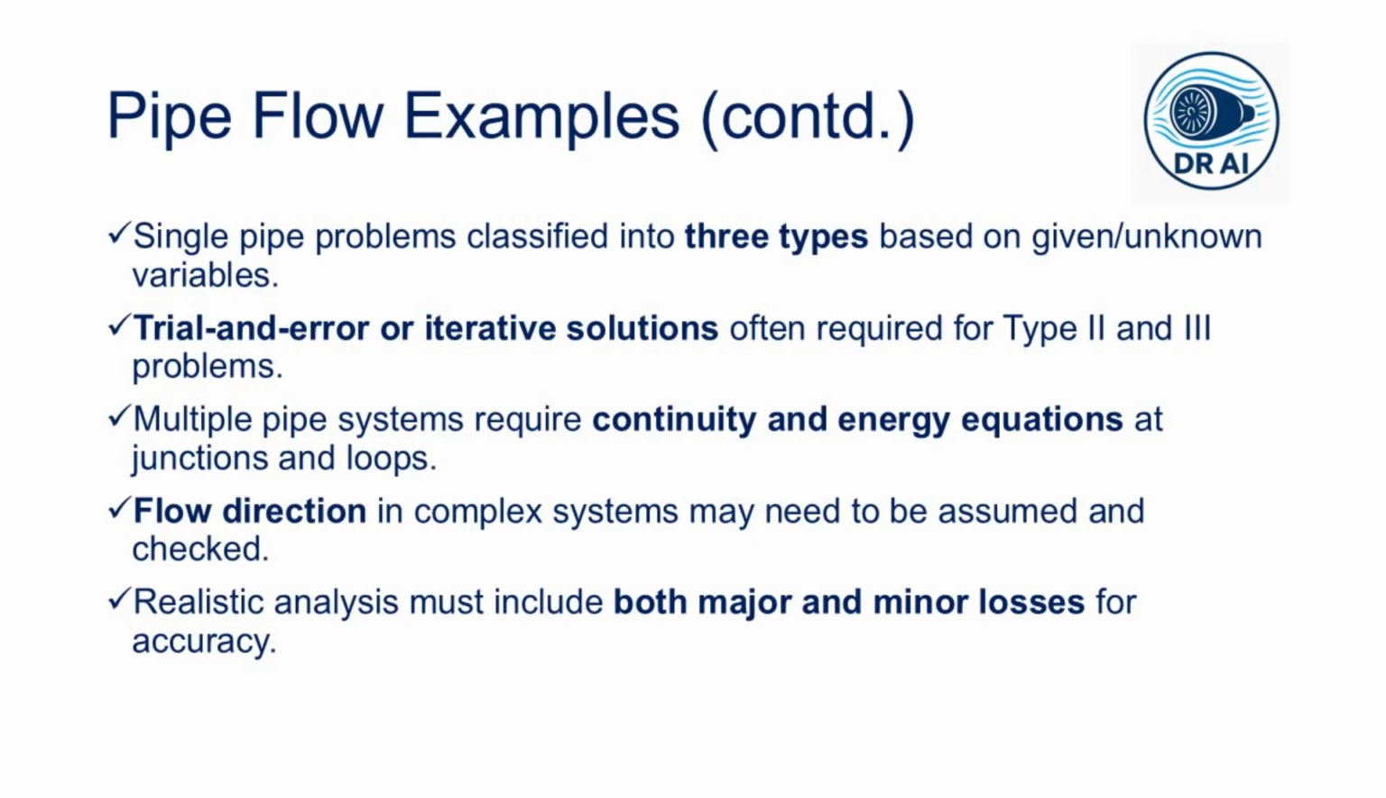The procedures are logical. Start with the energy equation, express losses in terms of the friction factor f and the minor loss coefficient KL. Use the Moody chart or Colebrook formula to find the friction factor f, and if necessary, iterate until you find a consistent solution.